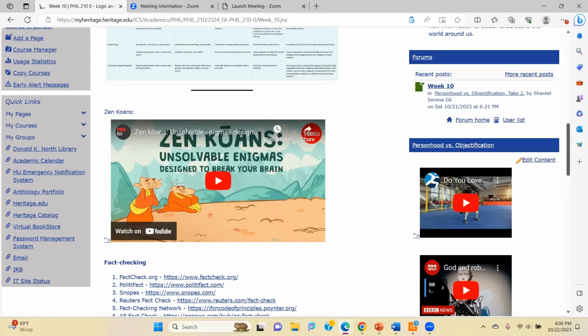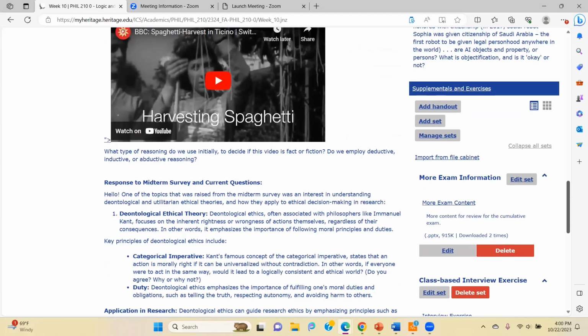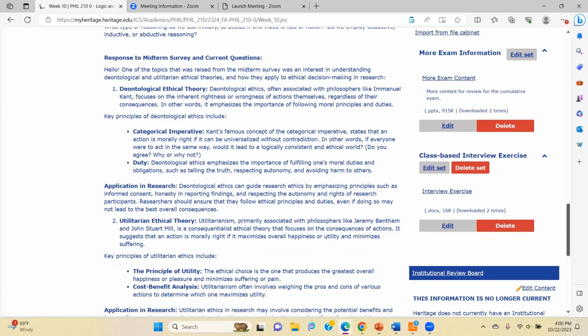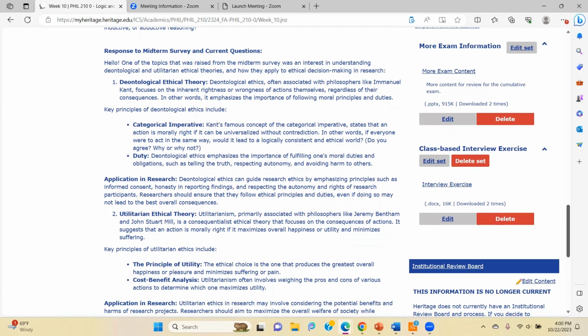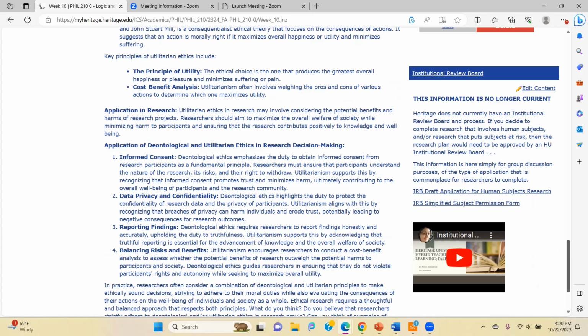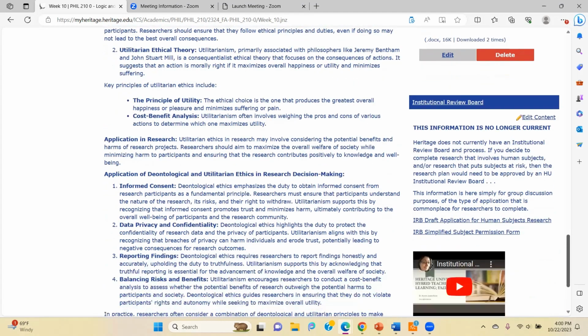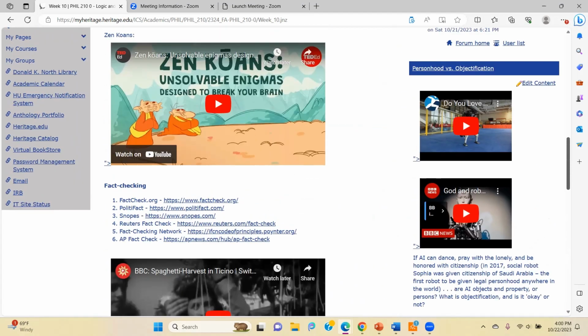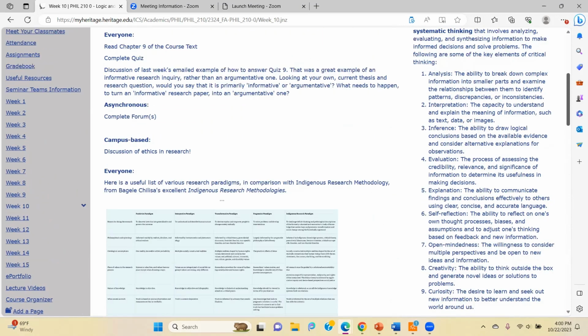That's a question that campus-based will discuss in class, whereas online asynchronous will be actually posting an answer to the forums. We also will have a short discussion of reflection on deontological ethical theory and ethics in research. We'll look at that a little bit. We're going to ignore the IRB information for the moment.